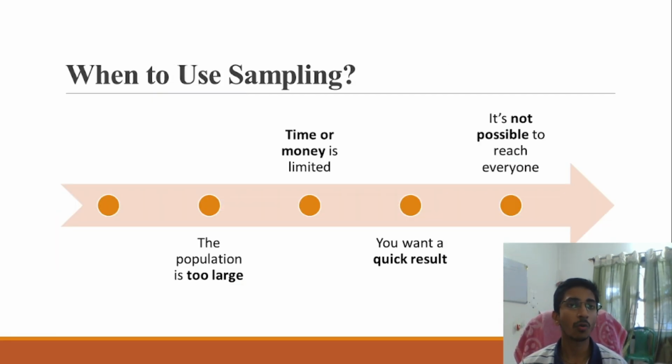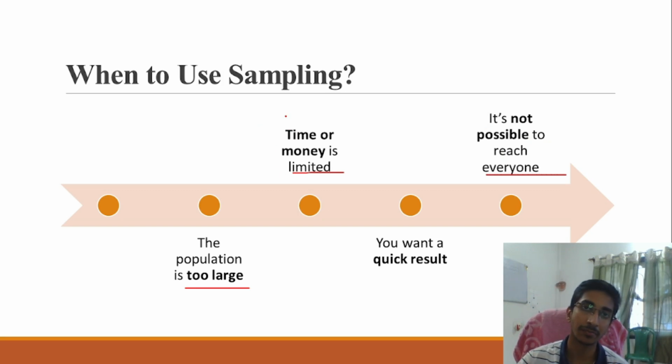And now, when to use sampling? When the population is too large, it is not possible to take the data from all the respondents. Time and money are limited. It's not possible to reach everyone, so use a sampling technique.